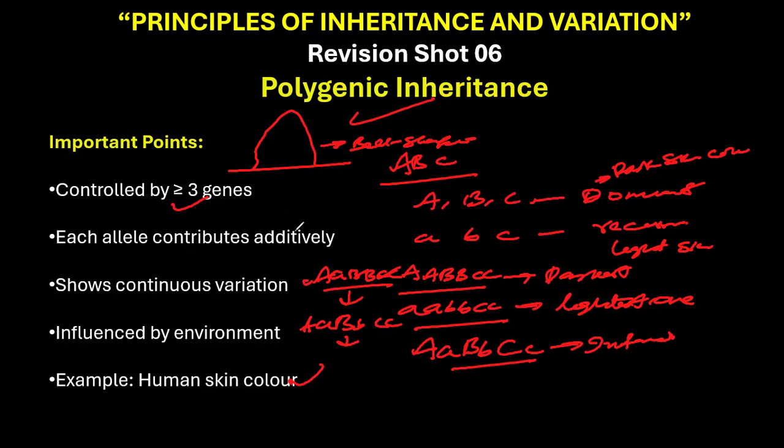So this is all about polygenic inheritance. I hope you understood the concept. Now, after this, we'll be talking about one more topic, that is pleiotropy. Pleiotropy is just the opposite of this one.